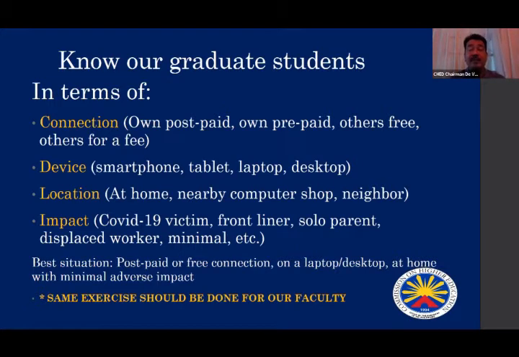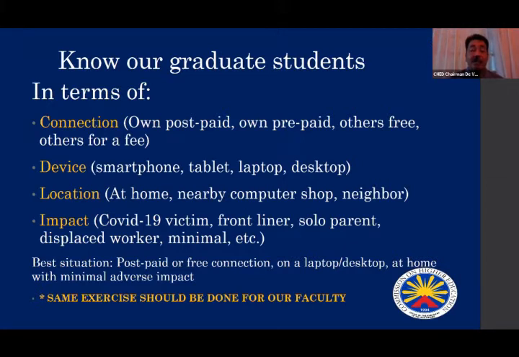So first, in terms of knowing our graduate students, in my discussions with the presidents of state universities and colleges and also private universities, I think the major challenge for all universities, both for the undergraduate but equally important for the graduate school, is to be able to assess who our students are in terms of connectivity, in terms of the device that they're using, in terms of their location, and in terms of the impact of the COVID-19 for them. Those that are negatively impacted by COVID-19 immediately between now and the next 2 to 3 months will have to be treated differently as graduate students. The best situation, of course, is our graduate students who are post-paid, have a laptop at home with minimal adverse impact. So this is the best situated graduate student.